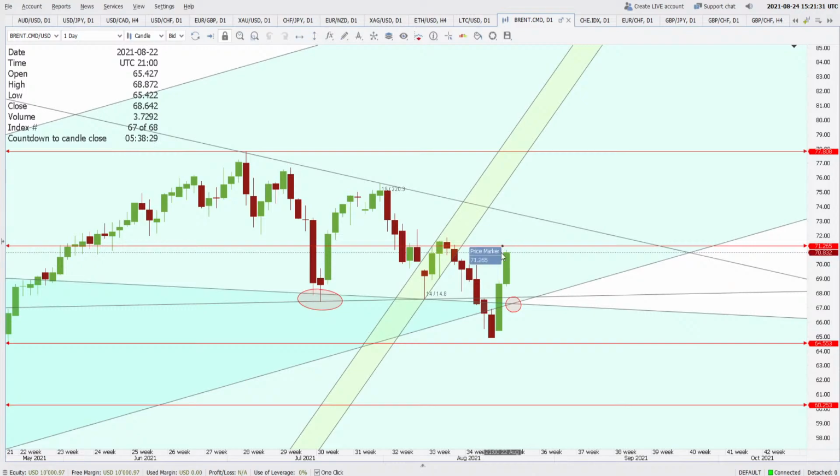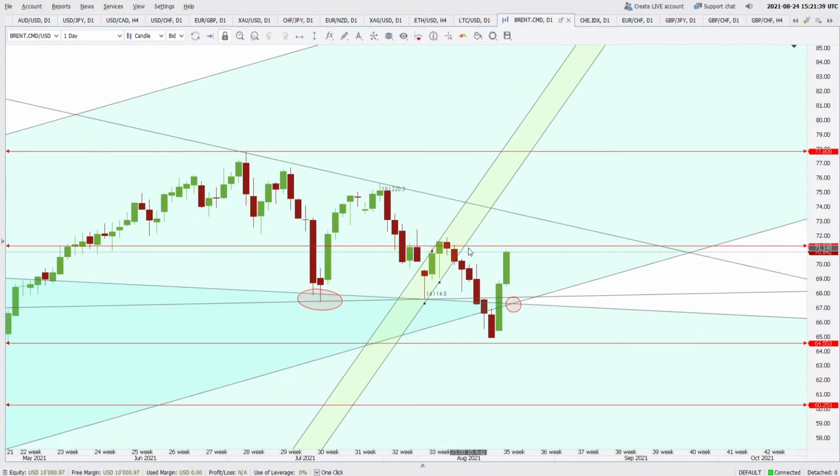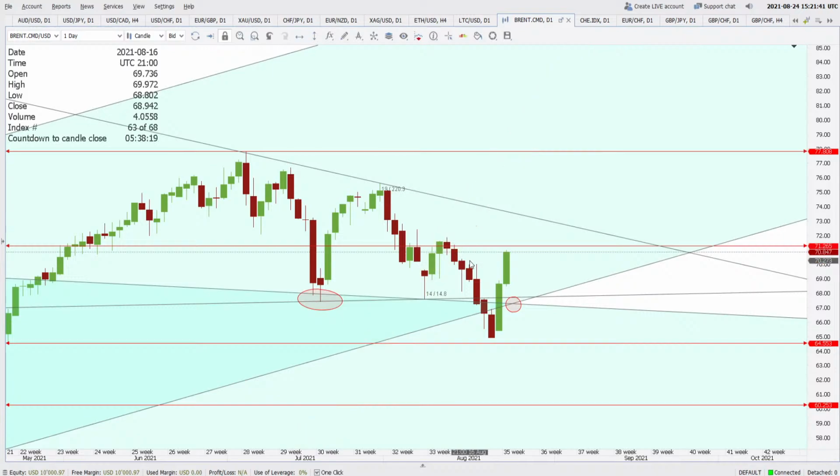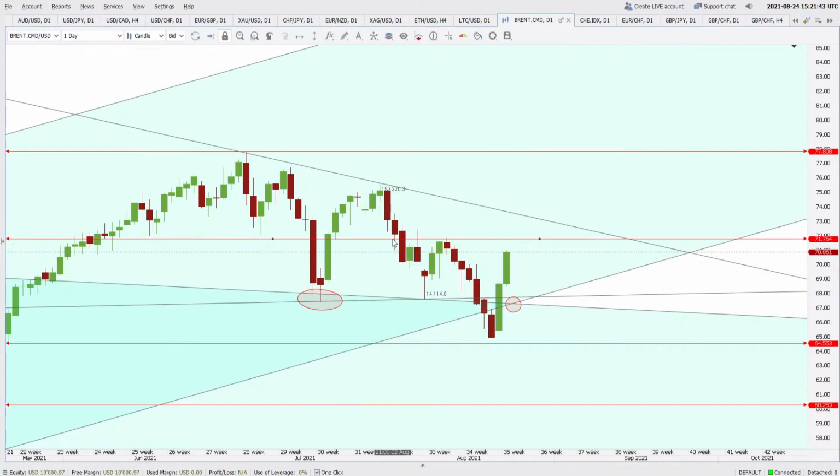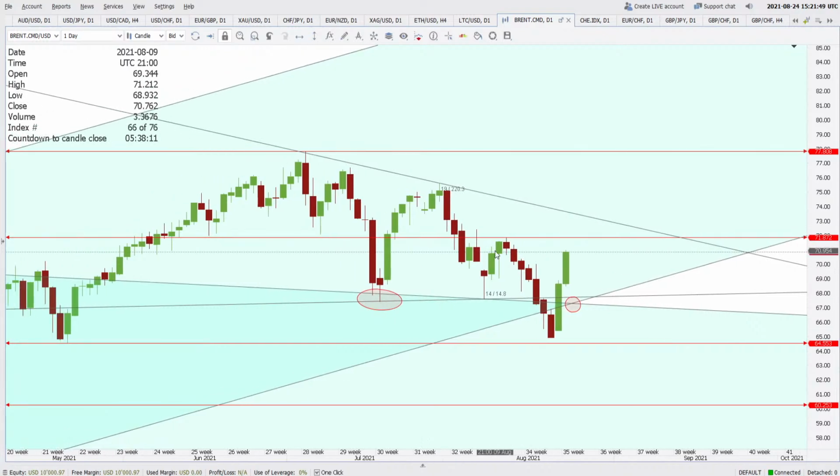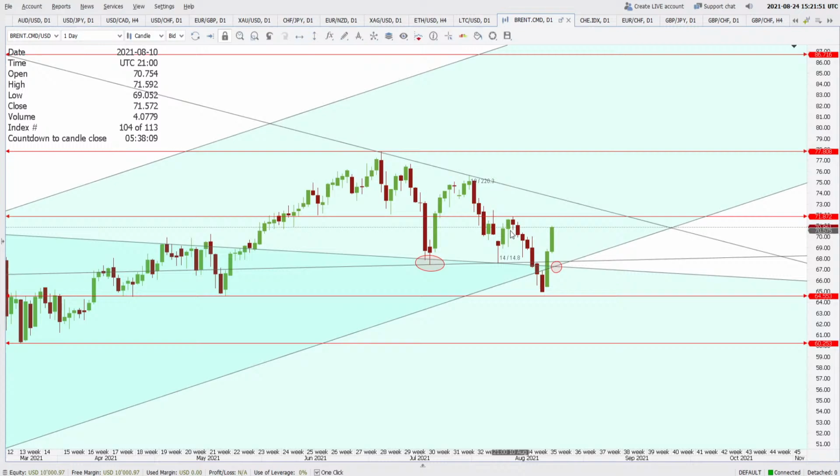So I expect 71.26 to hold as a fresh resistance, and many sellers will be looking at this place to open their short positions. Maybe the price can even go to the 71.87 region. Yes, this was the previous high. This is where I am expecting the price to go down.